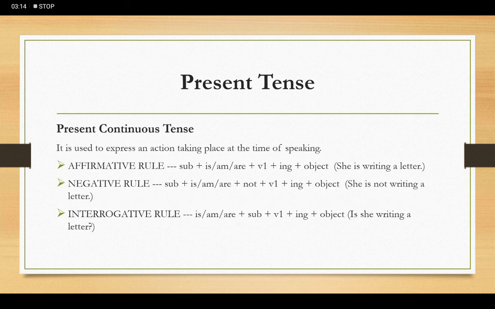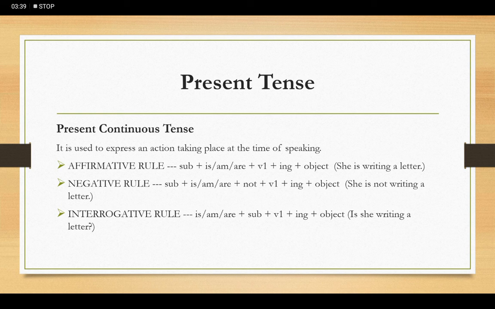Next comes present continuous tense. It is used to express an action taking place at the time of speaking. What I am doing at this moment: I am speaking to you. So in this sentence, am speaking shows that the action is taking place right now, at this moment.